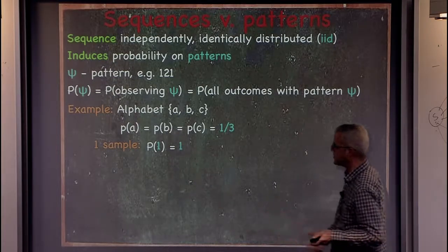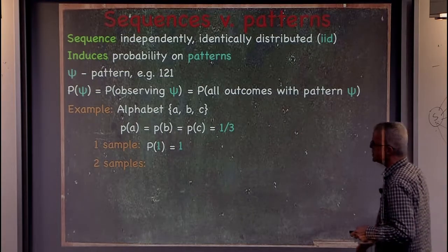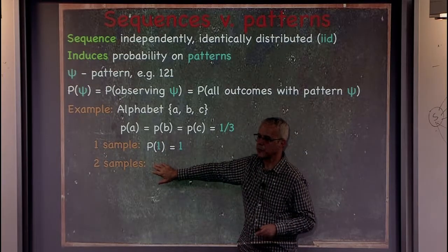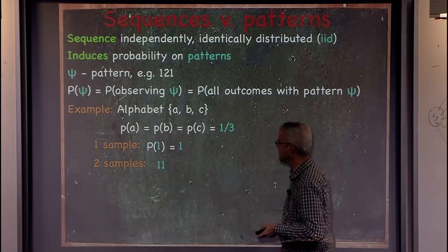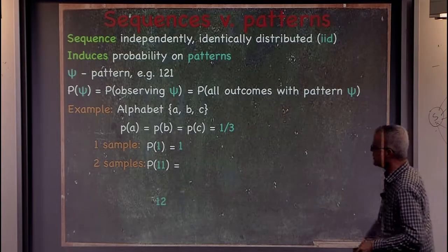Take one sample, the pattern is going to be 1. If I take two samples, what are the possible patterns? It could be 1, 1, meaning I saw the same symbol twice, or it could be 1, 2, I saw two different symbols. So it's 1, 1 or 1, 2. What is the probability of 1, 1?